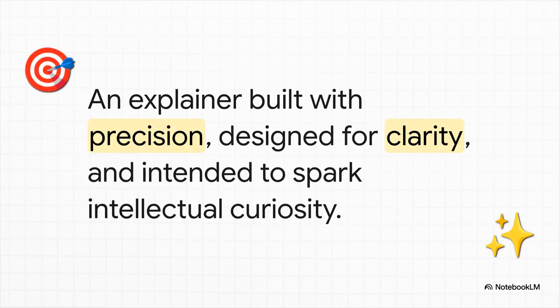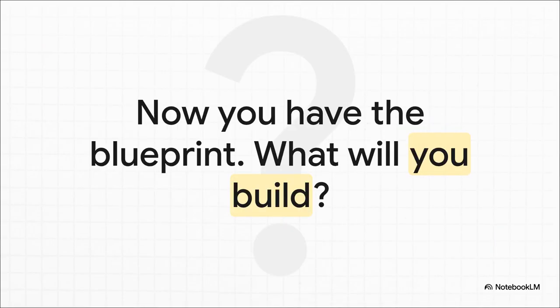So when you put all of these architectural pieces together, the philosophy, the rigid structure, the principles for clear content, and that final polish, what do you get? Well, the result is an explainer that's built with precision, designed from the ground up for clarity, and, most importantly, intended to spark that curiosity we talked about. We've just handed you our architectural plans. This is the exact blueprint for how we turn complexity into clarity. And so, the final question really isn't for us, it's for you. Now that you have the blueprint, what will you build?